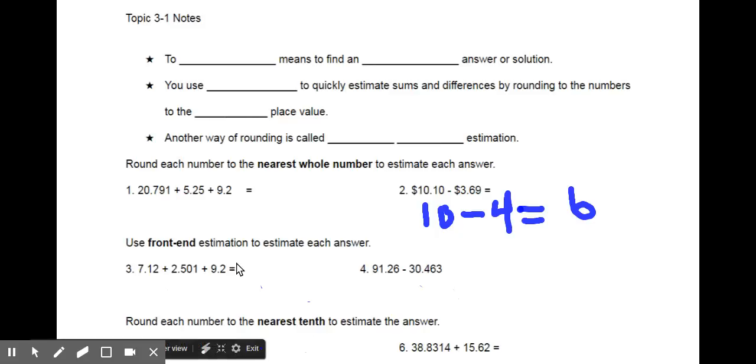Number 6, I can actually show you because it's not being blocked, but it still says round to the nearest tenth. 38.83. So 38 and then 8 is in the tenths. Look 1 to the right. It's smaller than 5. So you would have 38.8 plus 15.62. Look 1 to the right of our tenths place, which is the 6. It's smaller than 5, so it stays as just 15.6.